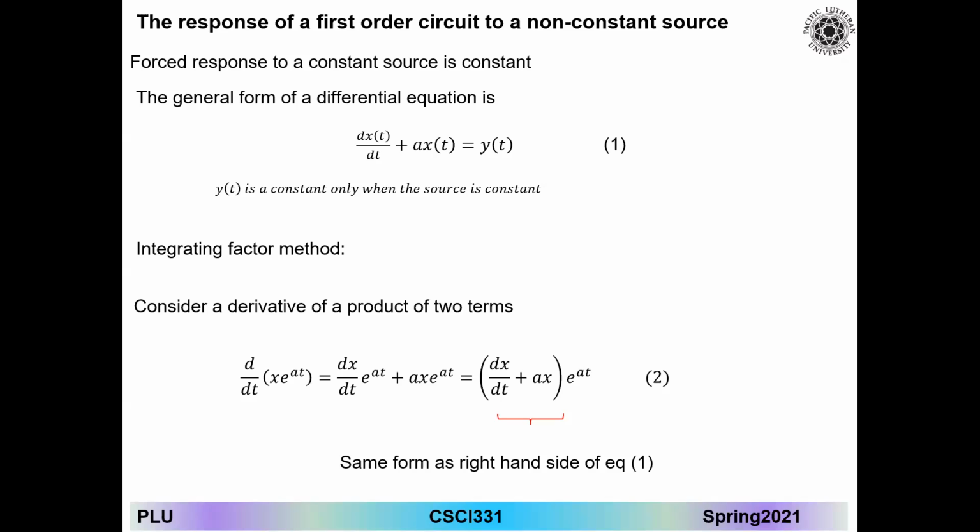What happens if I have an RC or RL circuit, but my source is not constant? It is not a DC value. Well, how can I deal with that situation? Basically, here are the details. You can find it in your textbook.